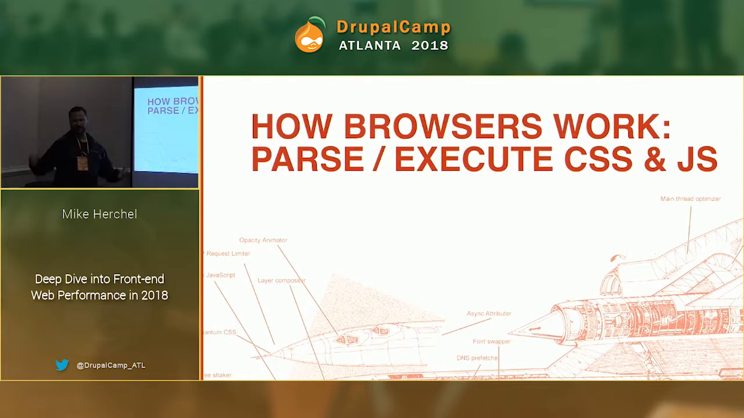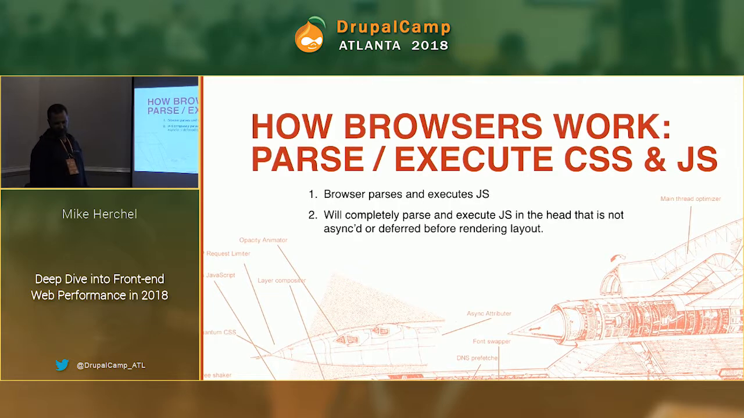So the next thing, of course, after it pulls in all your data, is it starts parsing and executing the JavaScript and CSS. Anything that's in the head of the document, all your CSS and all your JavaScript that does not have either the async attribute or the defer attribute, it has to parse and look at all those before it actually renders the data. This is part of the critical path right here.